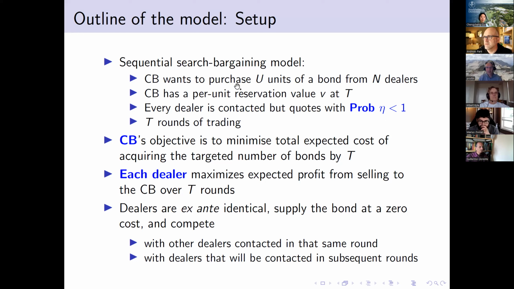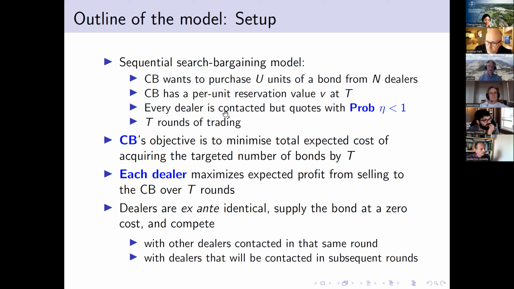You've got a central bank who wants to purchase U units from N dealers. The central bank has a reservation value of V at T. Think of V as the known excess value the central bank is willing to pay for each unit, so it can fill its quota. We assume that dealers can acquire the asset at the value of 0, but it could be any cost C that's less than V. So V is the excess known reservation value that the central bank is willing to pay in the last round to purchase an extra unit.